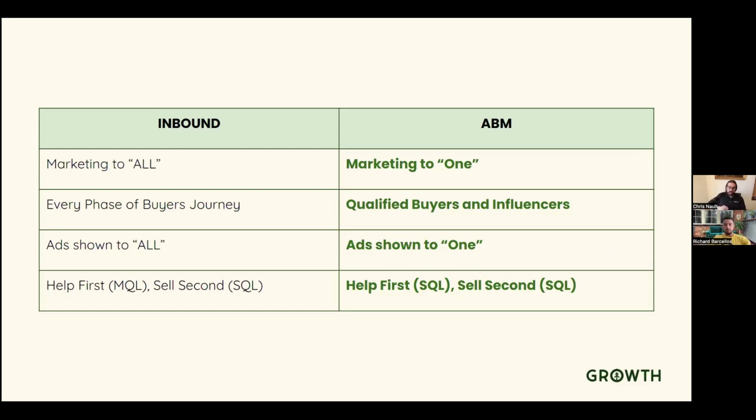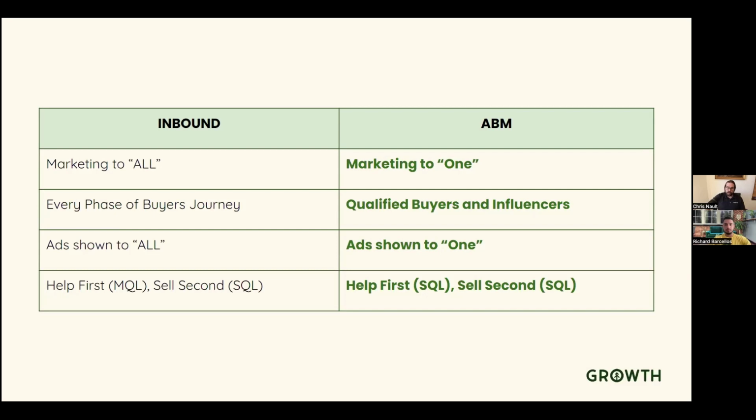With inbound, the contact and the person that you are engaging with may or likely is not the buyer, especially for larger organizations. Whereas ABM, you know exactly who the people are that you're reaching out to and whether or not they'll be a part of the buying process.